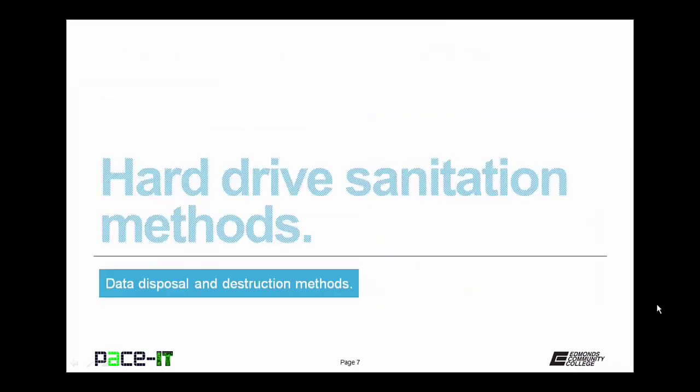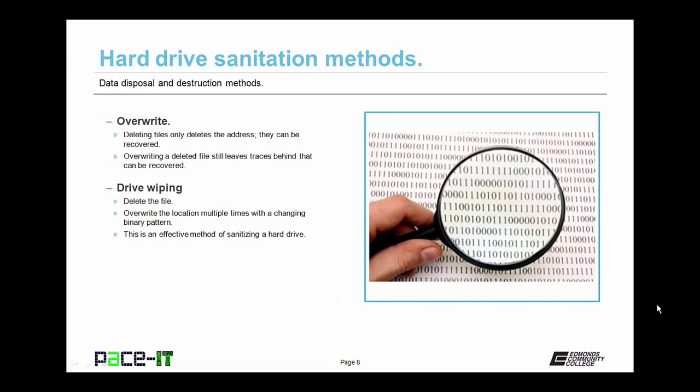Now let's move on to hard drive sanitation methods. There are two main ways that you can sanitize a hard drive. You can overwrite or you can use drive wiping. So let's discuss overwriting first. When you delete a file, you'll only actually delete the address, and the file can still be recovered. But if you overwrite the location, you can actually conceal that data. But the problem is that some traces are still left behind, and those traces are enough a lot of times so that the data can be recovered. Just overwriting a file location once isn't enough.